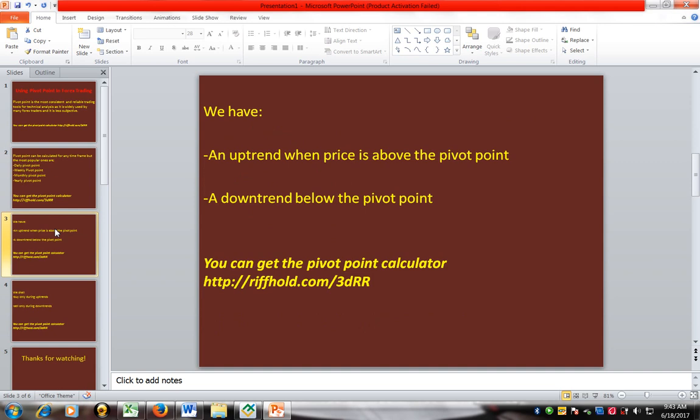Now, when we are using pivot points, what we should understand is that we have an uptrend when price is above the pivot point. The trend is said to be bullish, to be up, when price is above the pivot point. However, we have a downtrend, a bearish trend, when price is moving below the pivot point.